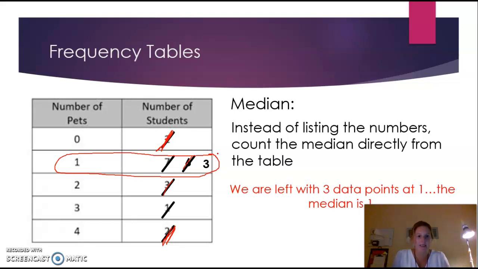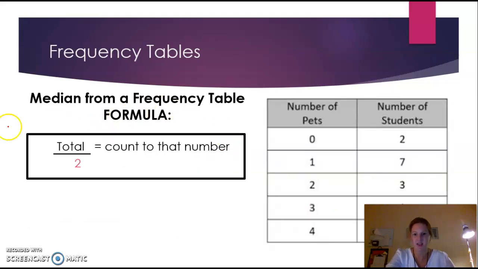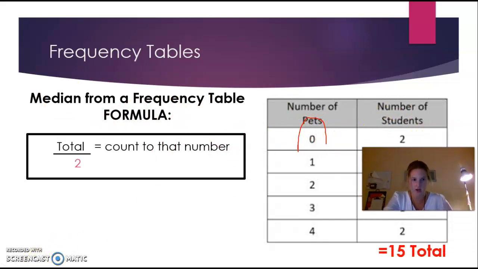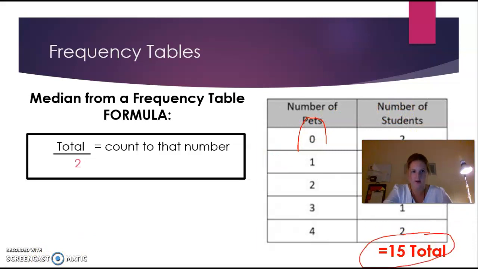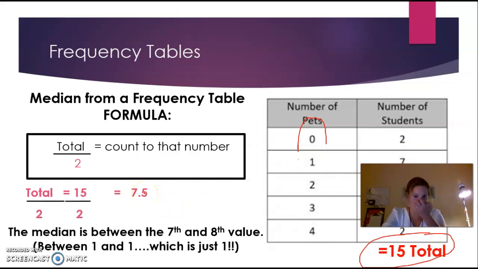You can also resort back to that formula. It'll always work. What that does is you take the total frequency, so you basically add up the number of, I'm covering it, but there's 15. I asked 15 students. So you take 15, you divide it by 2, and you just count. So it's between the 7th and the 8th value, and so then you go to your table.